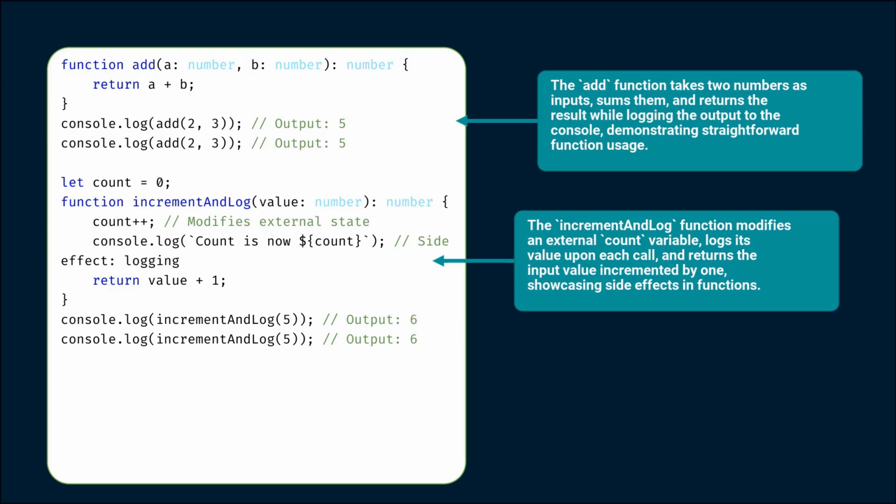Next, we will consider its counterpart, an impure function named incrementAndLog. This function takes a value and increments a global count variable each time it is invoked, thus modifying external state. Moreover, it logs the updated count to the console, introducing a side effect. Unlike the add function, the output of incrementAndLog is not solely determined by its input, making it less predictable and harder to test. This contrast highlights the importance of pure functions in ensuring code reliability and ease of understanding, which are core principles in functional programming.